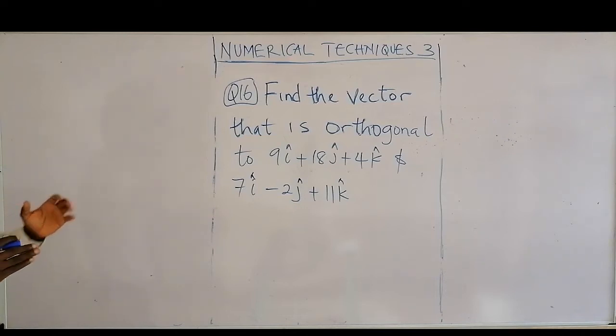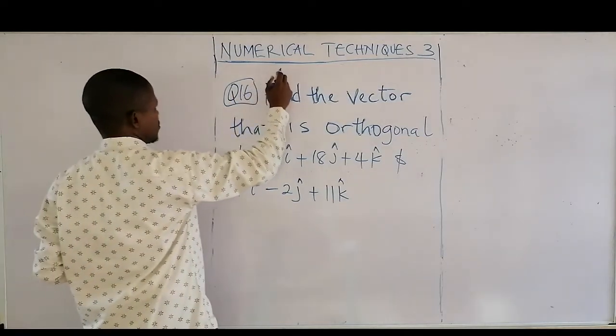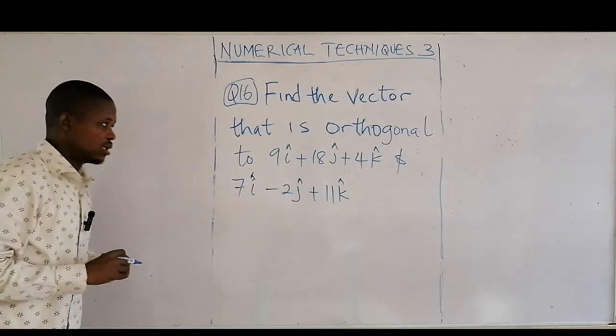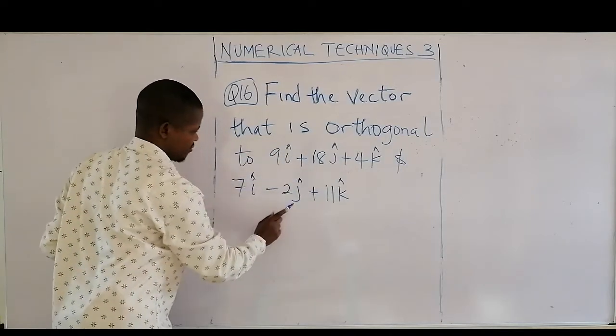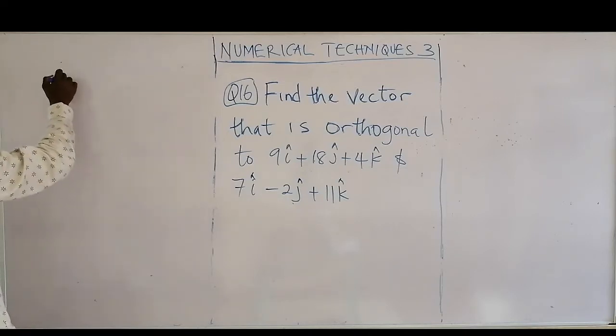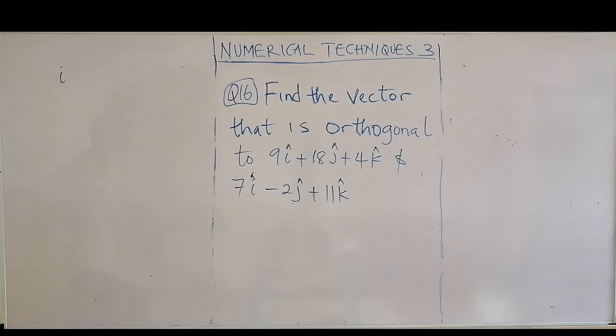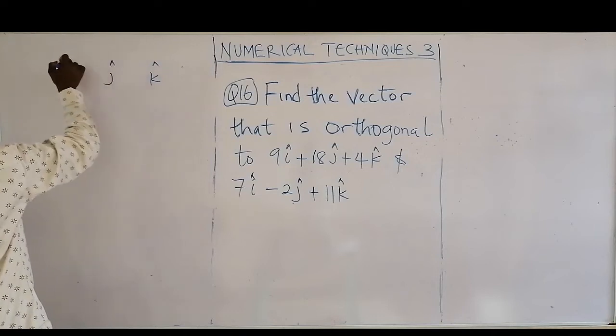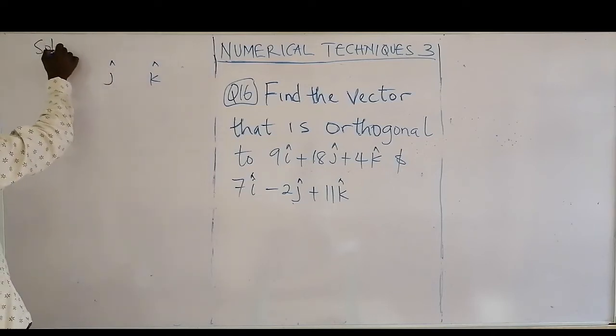Okay, which is the last question for this particular episode of this exam. Find a vector that is orthogonal to this vector and this vector. When you want to find a vector that is orthogonal, we're going to do the cross product, and we're going to use the method of determinants. The unit vectors, we write first: i, j, k. Okay, that's the solution.